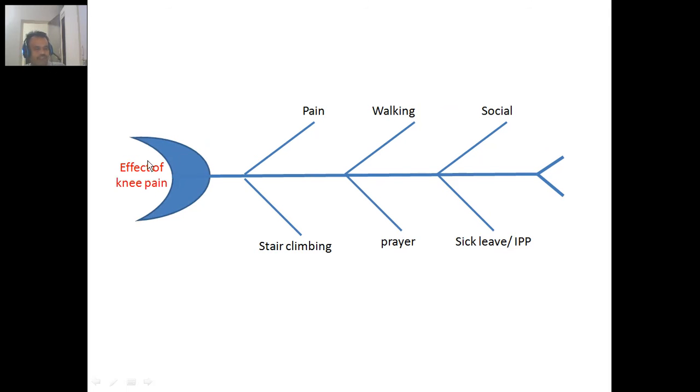Now let's look at the reverse fish diagram that we discussed about the effect of the knee pain. Now the effect of the knee pain is like pain itself that is bothering your entire life. Then walking is troublesome, then social, then stair climbing, then prayer, sick leave, otherwise interpersonal relations. You know that because of knee pain, it's like your entire world is focused on only one word, that is pain.